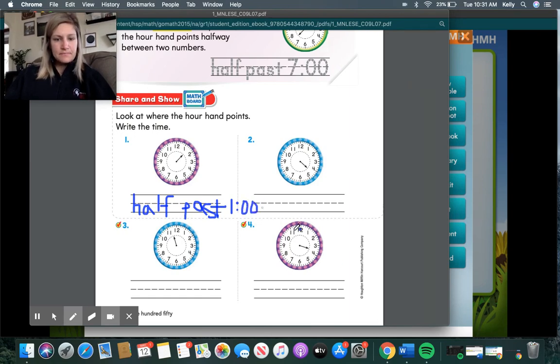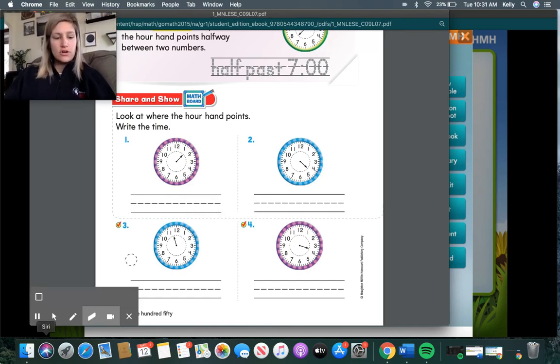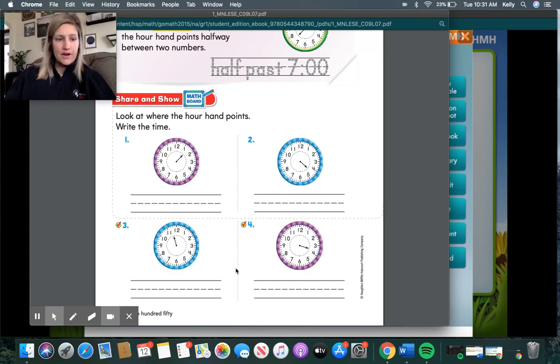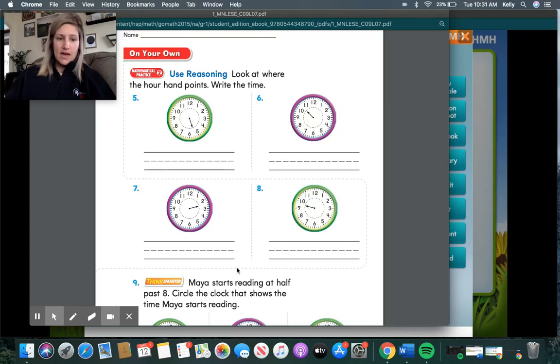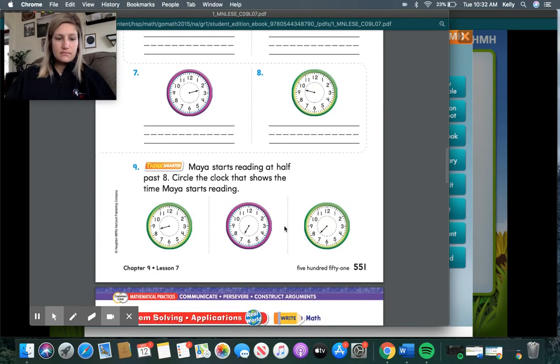And you guys will look at numbers 2, 3, and 4 to figure out the same thing. Now, all of these are going to be half past some time, okay? So you're going to start each one of those with half past and then read the hour hand and the clock to figure out what time it's half past. You're going to continue to do the same thing down here on 5, 6, 7, and 8. And then you can do number 9 to figure out the story problem.